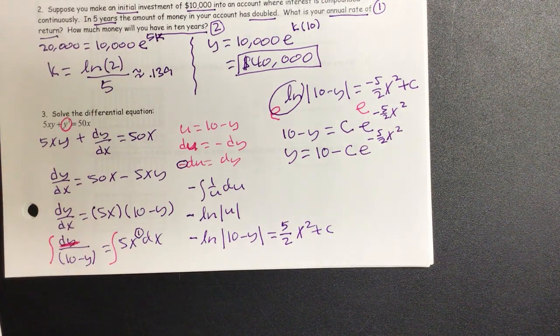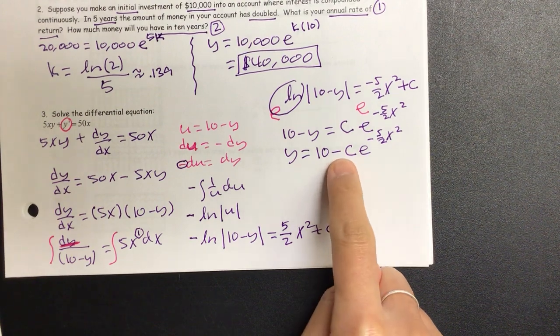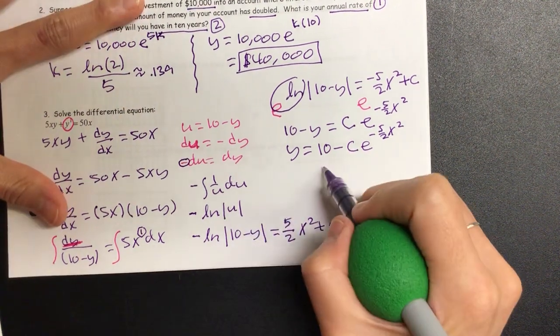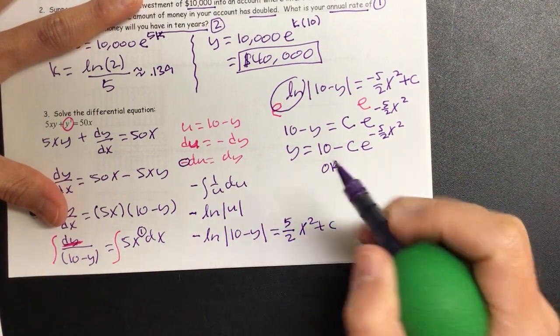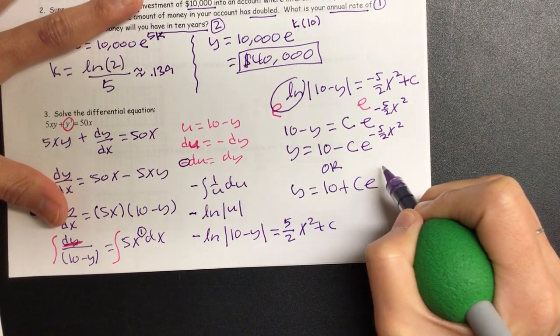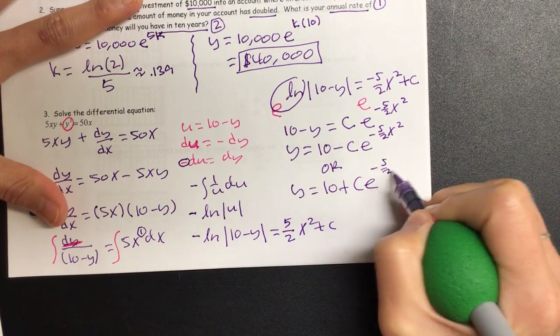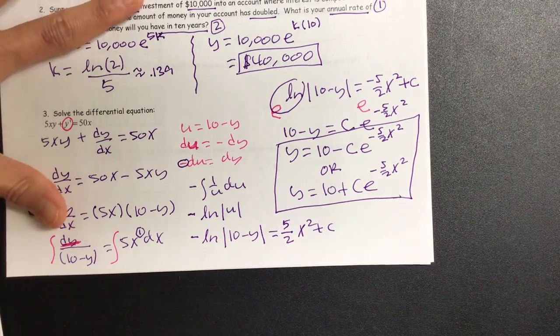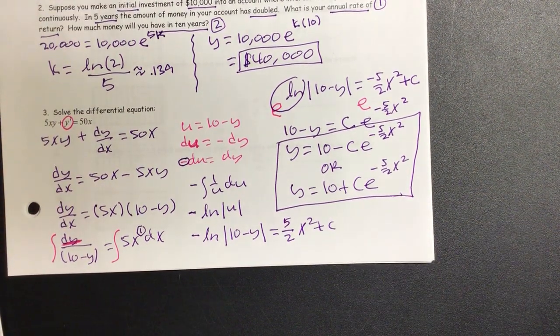Now, something unique that could happen on the AP test. What did I say about the sign in front of the c? Does it have to be a minus? Can it be a plus in case c in itself could be a negative? So another form you could see, but it won't show up at the same time, is 10 plus c times e to that power. And they mean the exact same thing. Because c could be positive, or c alone could be negative.